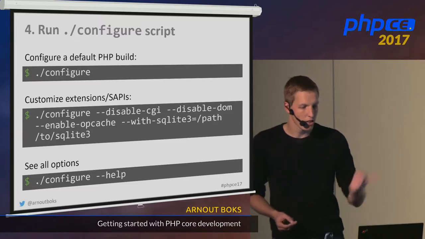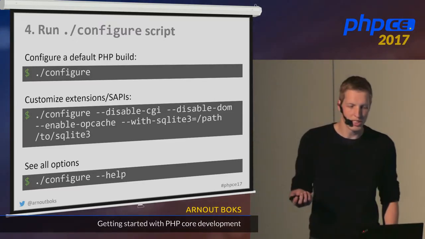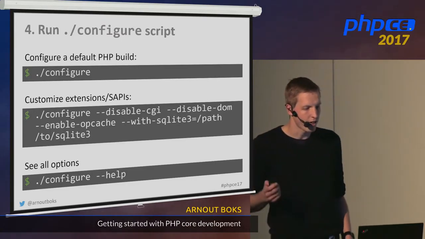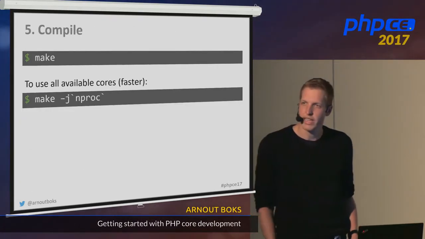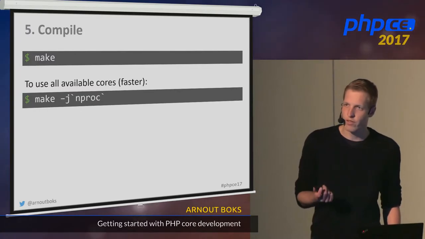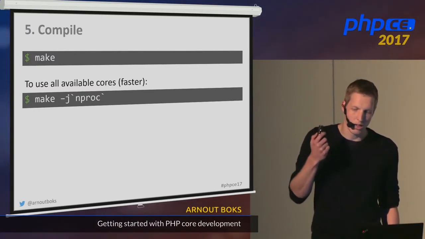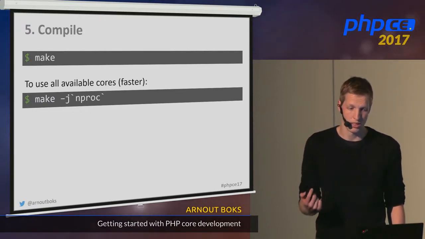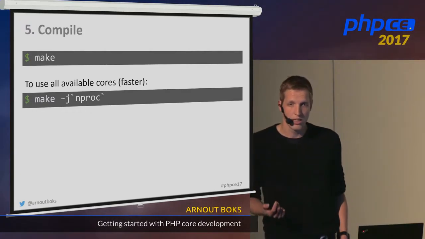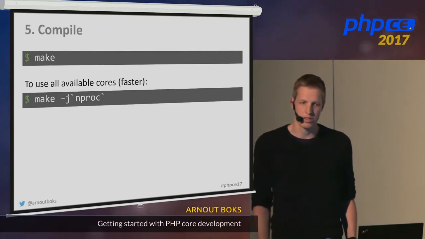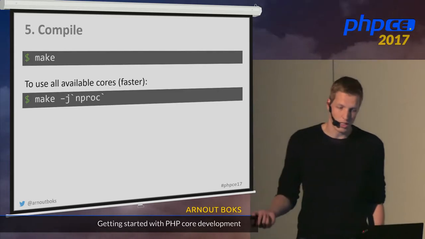There's also a help flag in which you can see all the options that you can pass to configure. And if you've run configure, then you can finally compile PHP by just running make. And especially the first time, that will probably be very slow because PHP needs to compile all the files. To make it a bit faster, you can supply a flag to make that will use all the cores on your computer, which will make it faster.